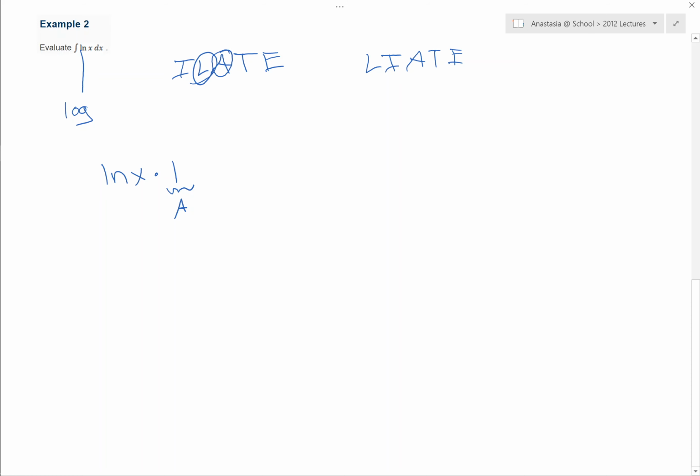Well, ILATE or LIATE tells us then that we are going to make u be the logarithmic function, so that's the natural log of x, and then dv, I'll write it over here, dv is going to be this little algebraic function that we have, which is just a 1, and then of course our dx. So then we differentiate. du is going to be 1 over x dx, and v is going to be, if you just integrate 1 dx, that gives us just x.